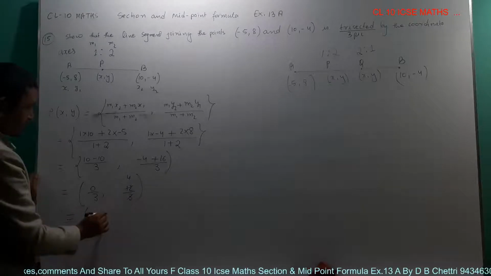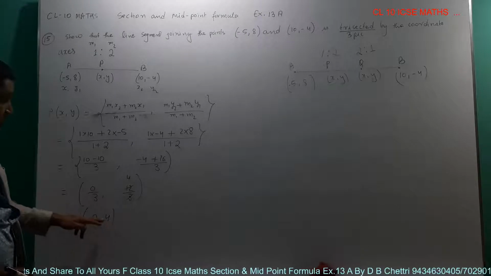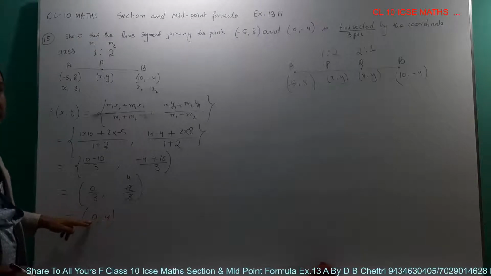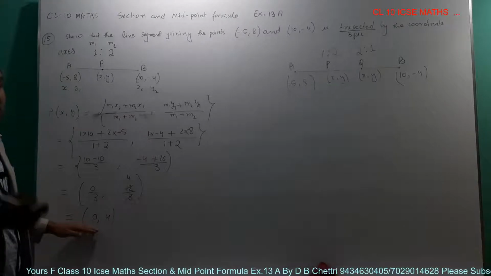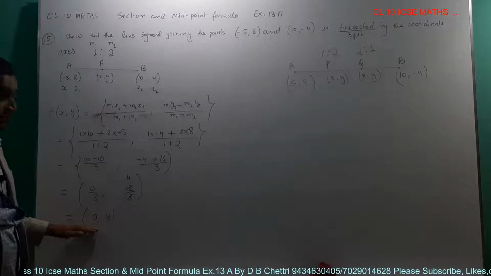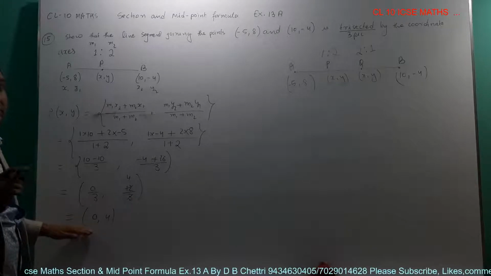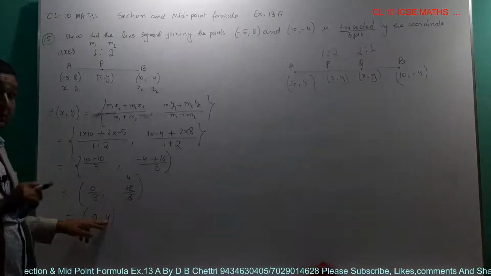That means 0, 4. Now this is the coordinate of P on the y axis, because the value of y is there and the value of x is 0. That means this is called a coordinate lying on the axis. Okay, for a point to lie on the axis, one of the values must be 0. Remember, if one of the values is 0, that means the point lies on the axis. The y value is there, that means it lies on the y axis.